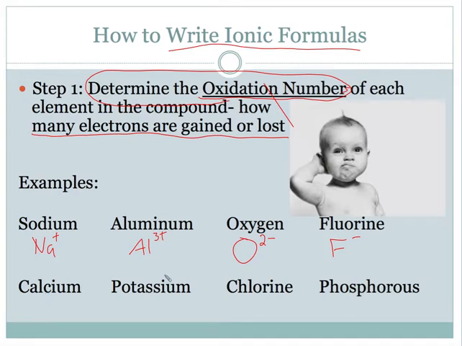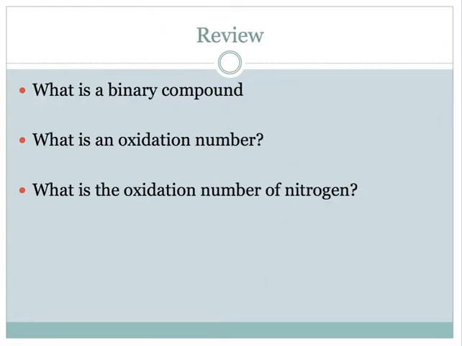I would pause the video and try these next 4 by yourself. I'm going to buzz through them quick. You can check yourself when you're done. So calcium is positive 2, potassium is positive 1, chlorine is negative 1, and phosphorus is negative 3 or 3 negative. Those are oxidation numbers. That's going to be really important. So really quick, pause the video, think to yourself, what is a binary compound? What is an oxidation number? And then what is the oxidation number of nitrogen?